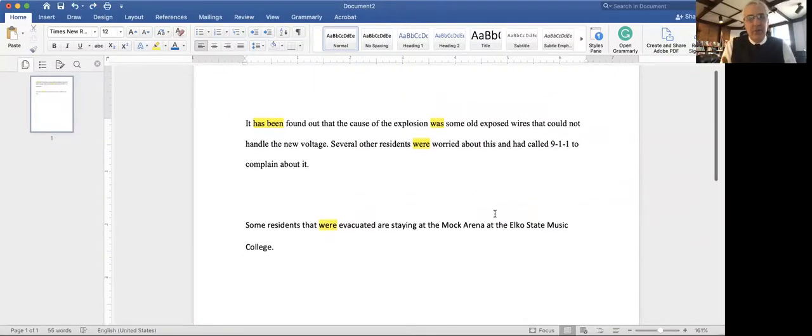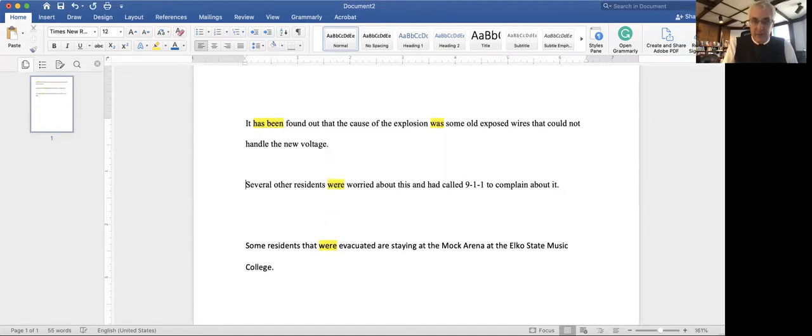So here are some examples, just a couple of sentences taken at random from some of your drafts. Let's start with this up here. I already did this, but one thing I like to do is highlight all the to-be verb forms in my sentences, and I'm just going to separate this one and work with them individually. This one reads, it has been found out that the cause of the explosion was some old exposed wires that could not handle the new voltage. The thing with the to-be verb form here, has been, is that, as we talked about in class on Tuesday, it doesn't tell us who's doing the action or who's saying this.